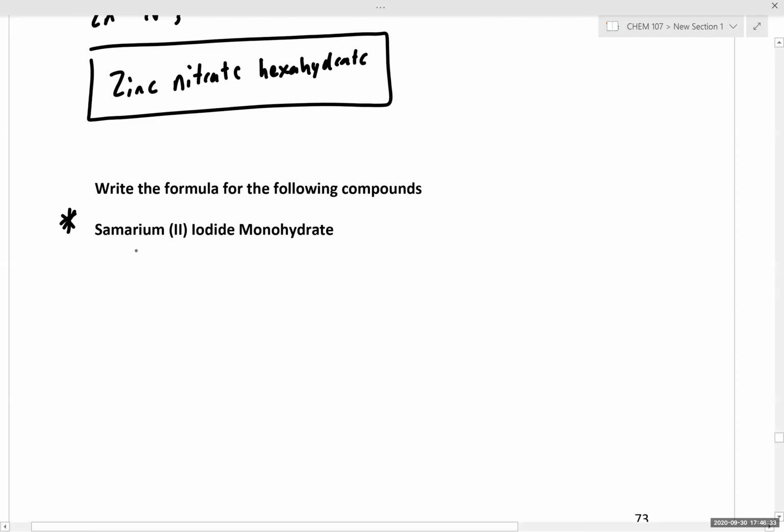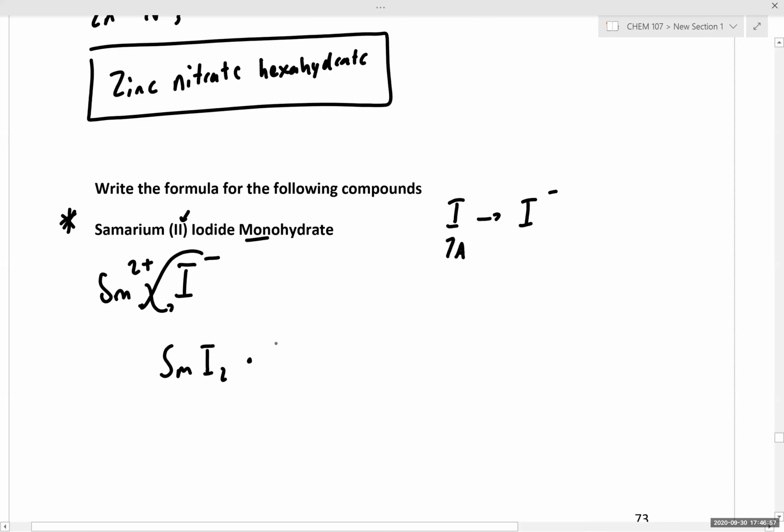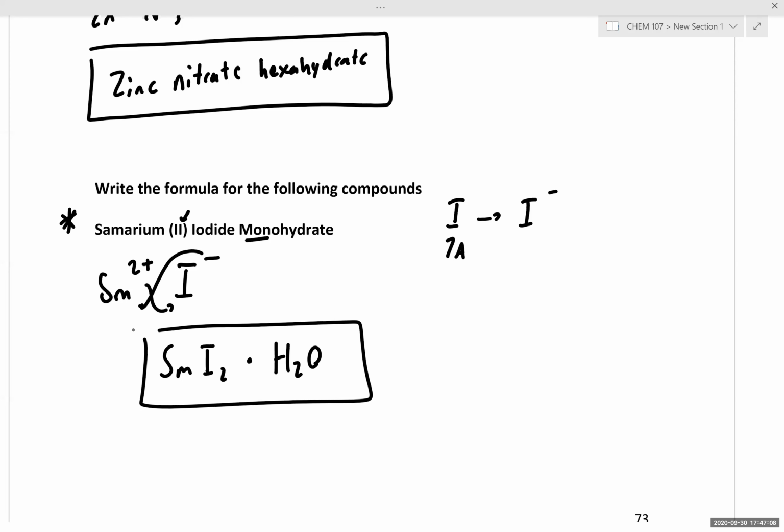Okay, so let's discuss this example. So samarium has the symbol Sm with a 2+ charge from the name. Iodide is a derivative of iodine, and as we know, iodine, a group 7A element, forms I-. So we cross our charges. That gives us SmI2 monohydrate. So we have 1 water molecule. And this is the complete formula for samarium iodide. So we don't have to put the parentheses for the I. No, you don't. Does that make sense? Is everyone comfortable with this example?